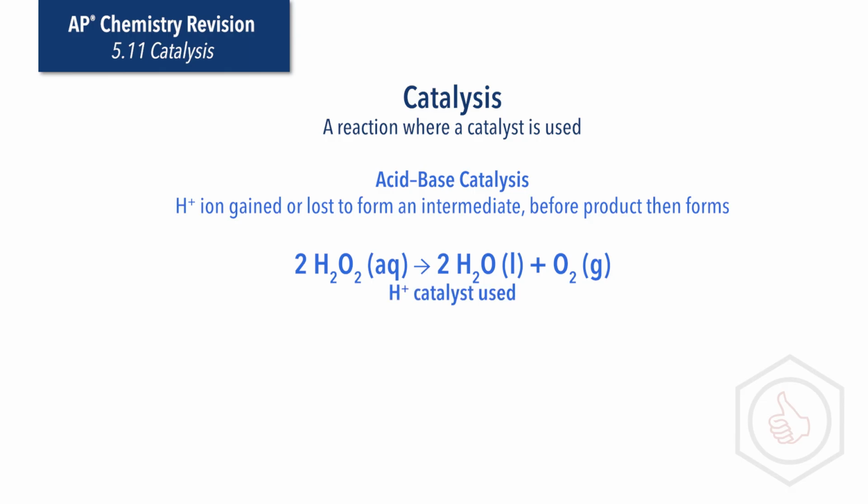The H2O2 gains a H+ ion to form H3O2+ in the first step, and then this unstable H3O2+ intermediate breaks down into water and an oxygen molecule. H3O2+ goes to form H2O plus O2 plus H+. Note here that the H+ ion is regenerated at the end, meaning we can consider it to be a catalyst. So the overall reaction would be 2H2O2 goes to form 2H2O plus O2.